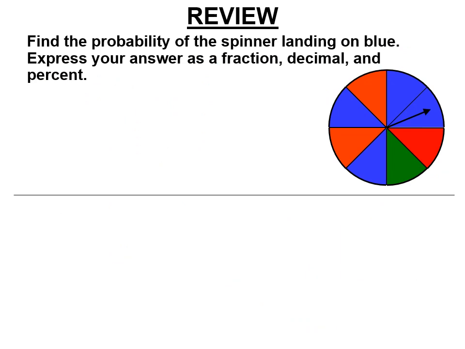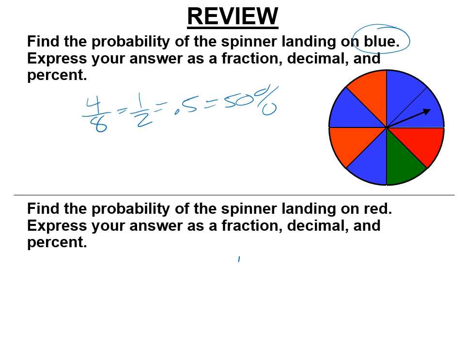Right, we ended this with probability. Express your answer for landing on blue. So we count the number of blue. There are 4 out of 8 that are blue. We know that's half of it. Half of it is 0.5, which is always 50%.